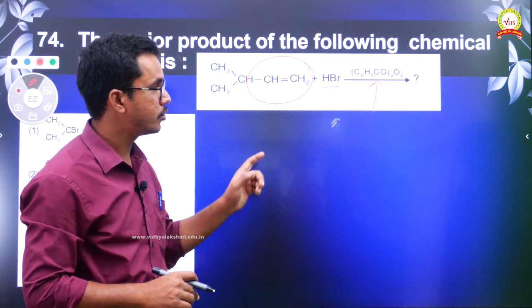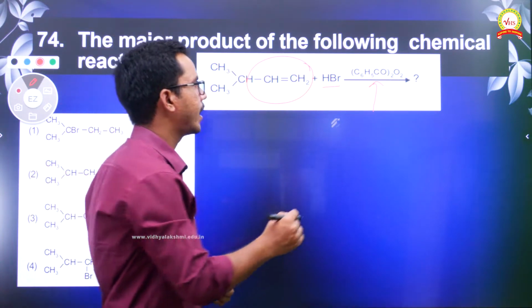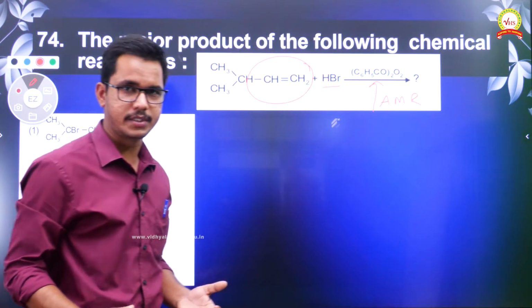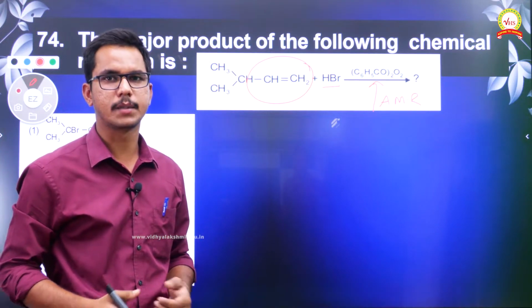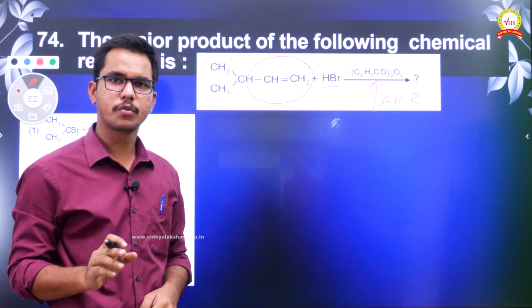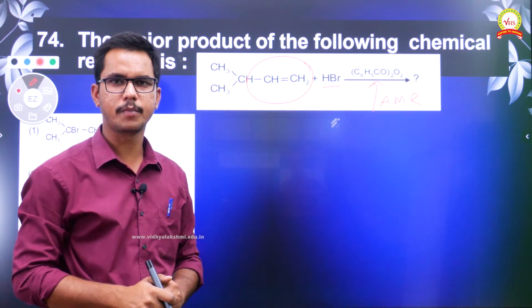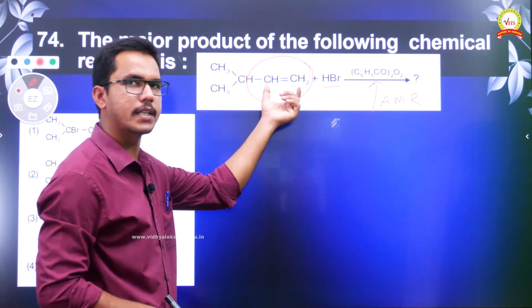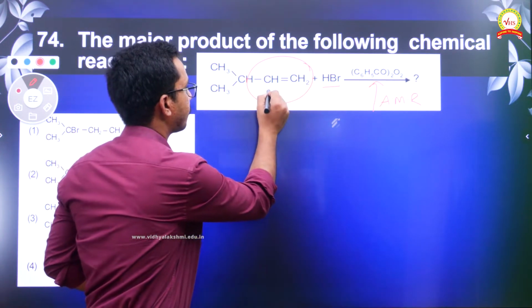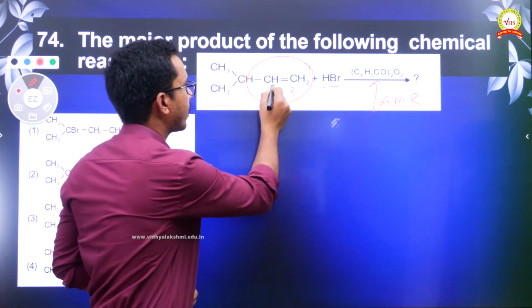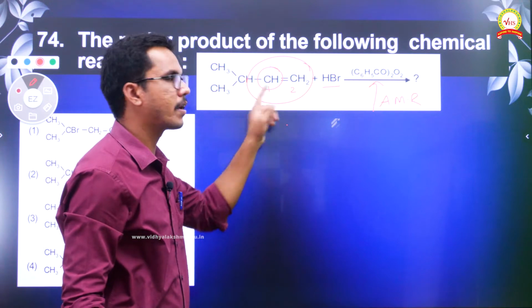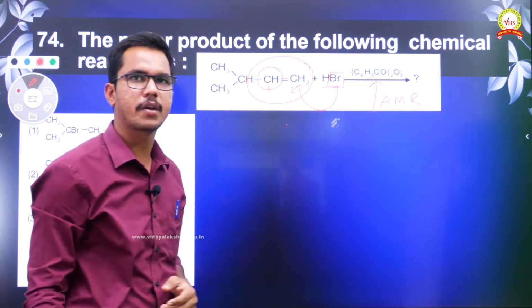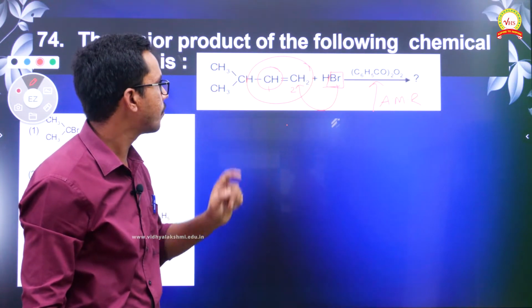Free radical addition reaction of HBr follows a particular rule called the anti-Markovnikov rule. What does the anti-Markovnikov rule state? It states that the negative part of the reagent goes to the carbon with more number of hydrogens. If you take these two carbons where the double bond is located, one has fewer hydrogens and the other has more hydrogens. So the negative part, which is bromine from the reagent, goes to the carbon with more hydrogens. Now, after the addition, what would be the product?